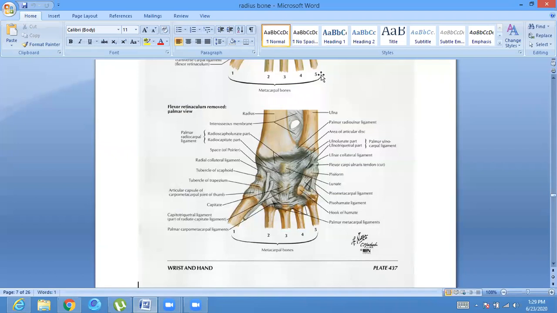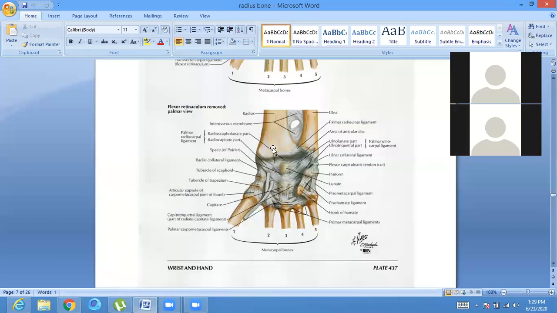Is it clear? Secondly, this is the surface against which you can feel the pulsations of the radial artery. Where you take the radial pulse, the radial artery is pulsating against the anterior surface of the lower end of the radius. Okay? Now we'll talk about the lateral surface.